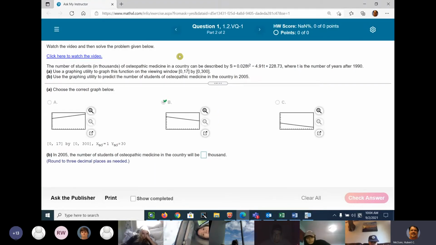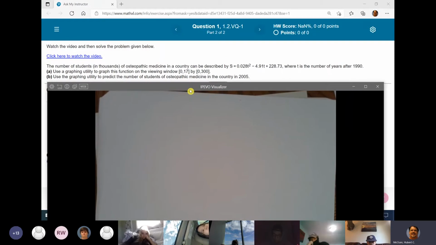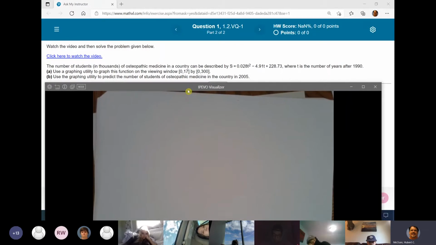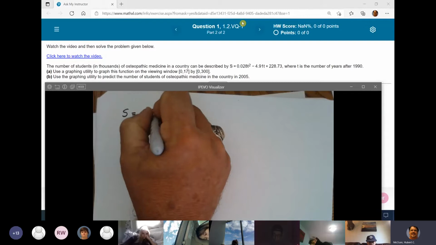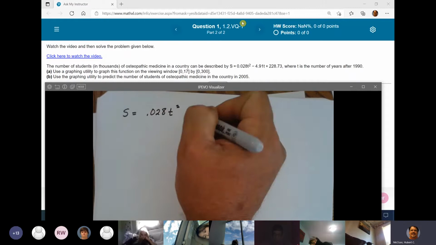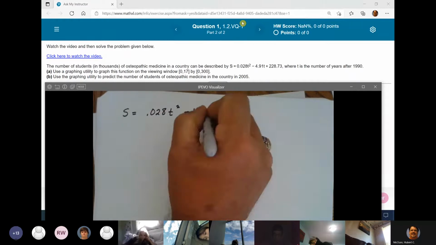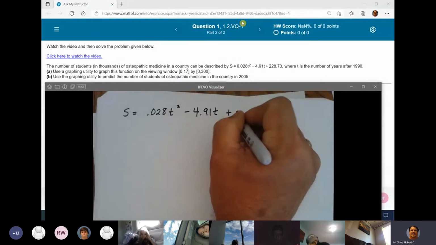Watch the video. The number of students can be described as, okay, they give you a function. So the first thing you do as a student is you write that function down. So they're going to ask you to graph it or plot points or something. So S is equal to 0.028 t squared minus 4.91 t plus 228.73.